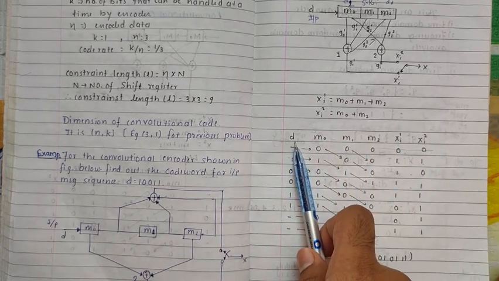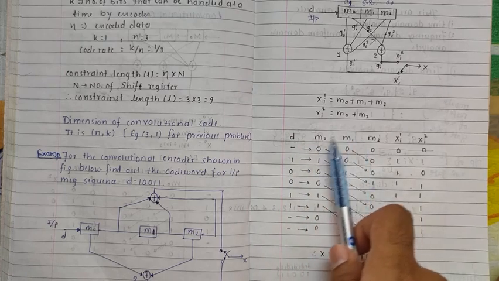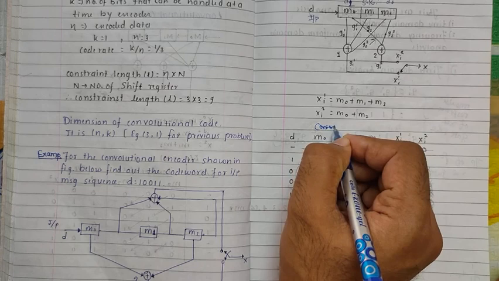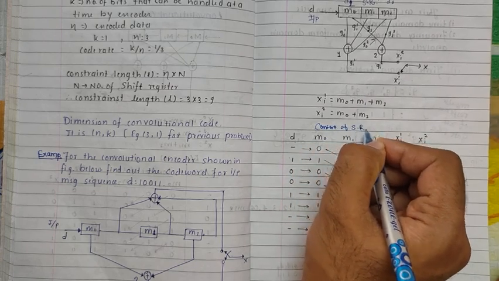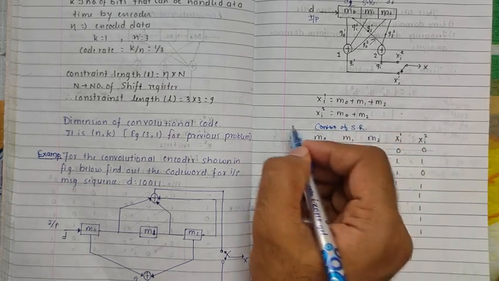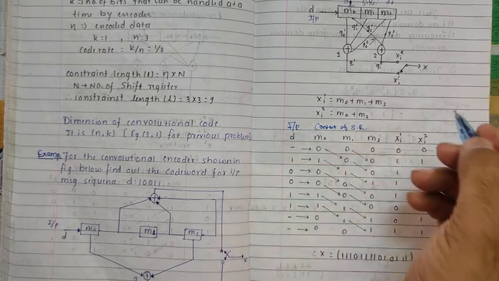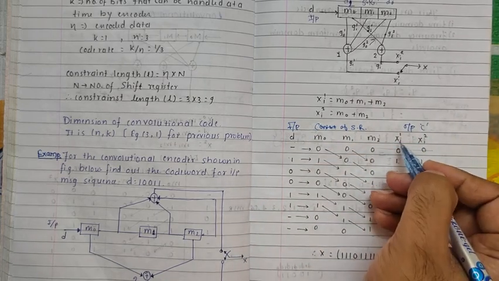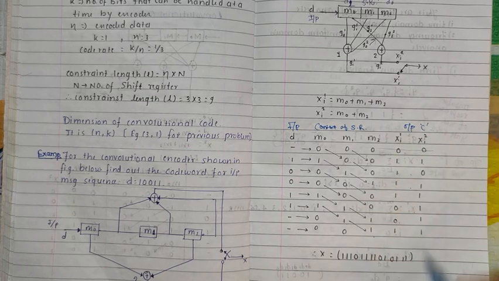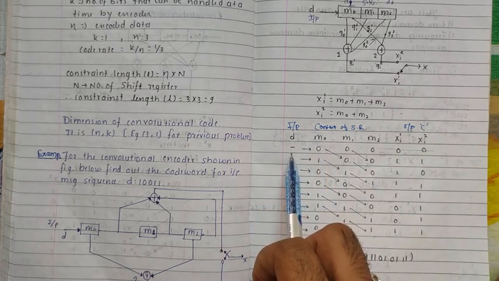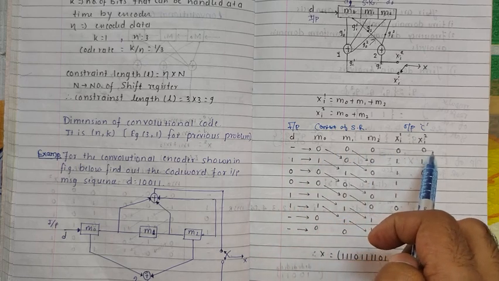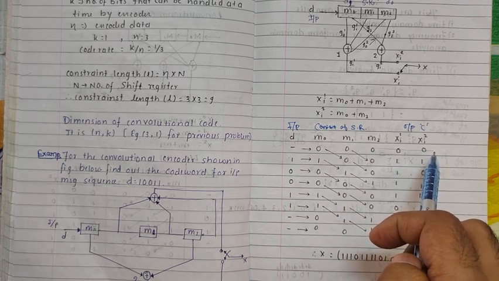So we can prepare a table here. The first column of the table is D. The second column is the content of the shift register, which are M0, M1, M2. This is the input. And then the output code word C, which is nothing but X1 and X2. Initially, when we are not applying any input, the initial contents of the shift registers are 0. Nothing is there, so the output is also 0.